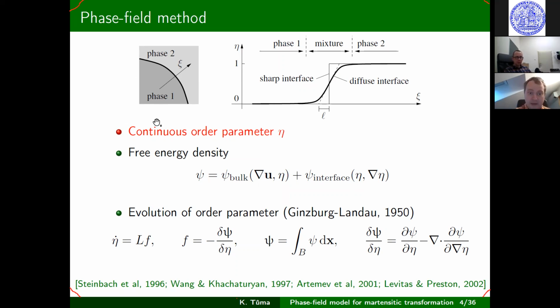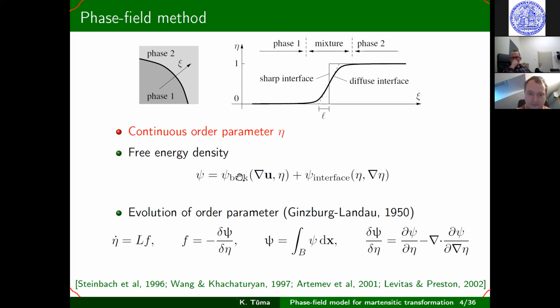In the case of phase field, the free energy is split into two parts. The first part is the classic elastic energy, so this is in the bulk. And the other part is the interfacial energy that describes how the energy is stored within the interfaces between phases.